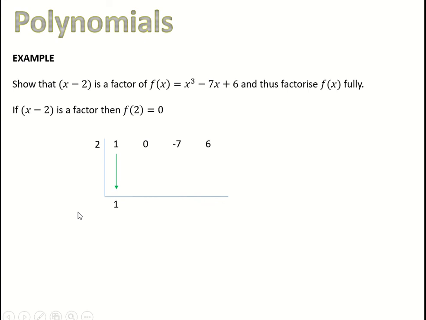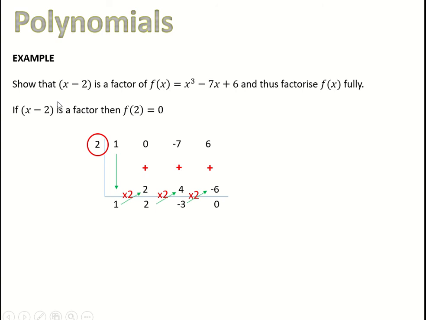So the 1 comes down, and we take the 1 and times it by 2, which gives us 2. We add on 0, which gives us 2. We times by 2, which gives us 4. We add on minus 7, which gives us minus 3. We times by 2 again, which gives us minus 6. And then we add on 6, and it gives us 0, right? We knew it would be 0 there.